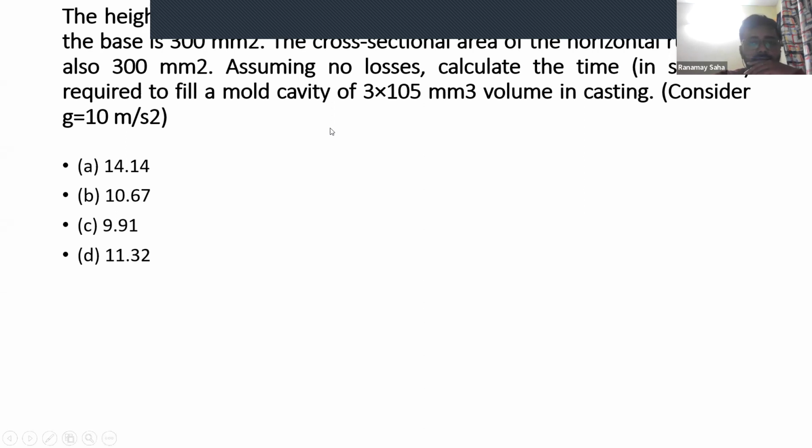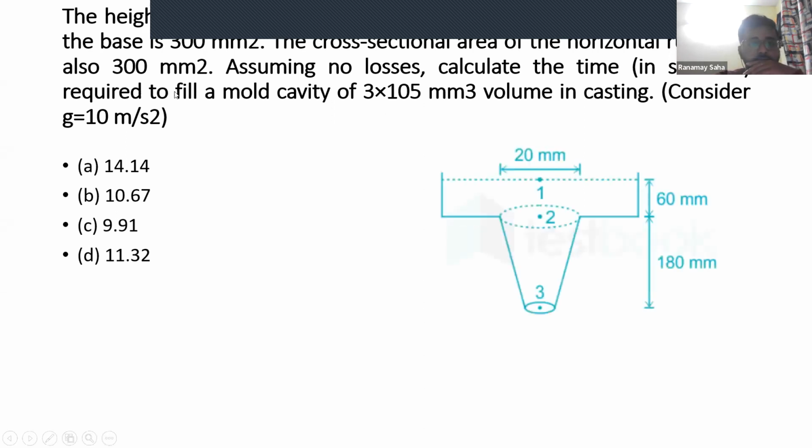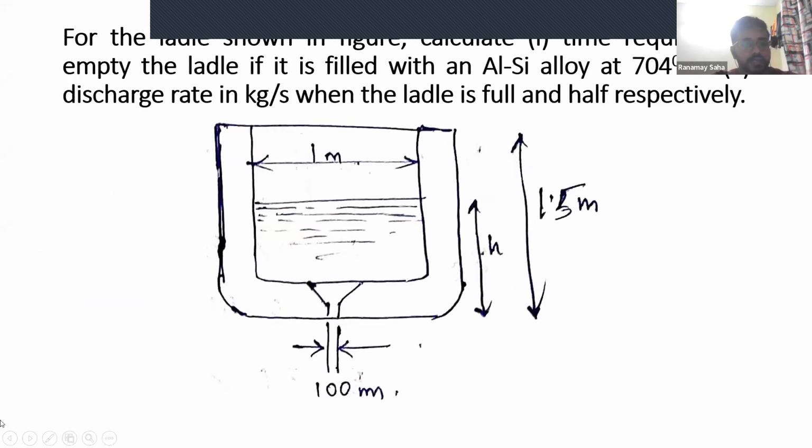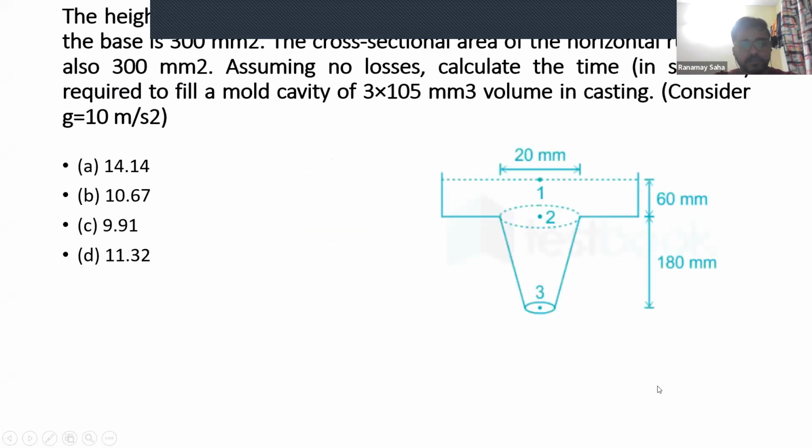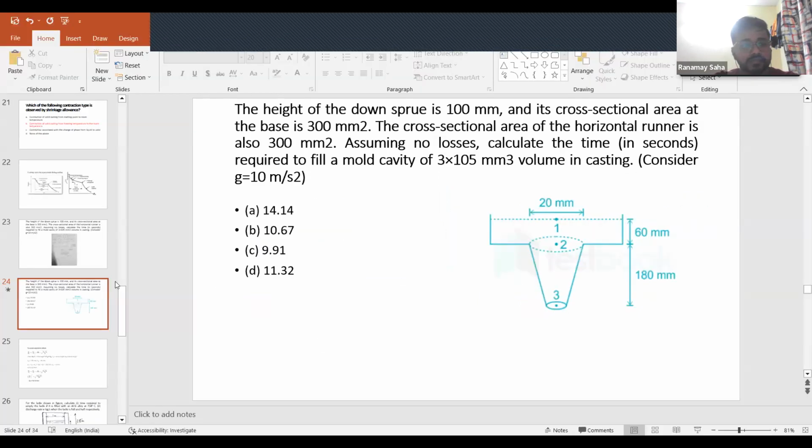This is the next slide. So I think this question is not correct. Okay, this is the earlier question.